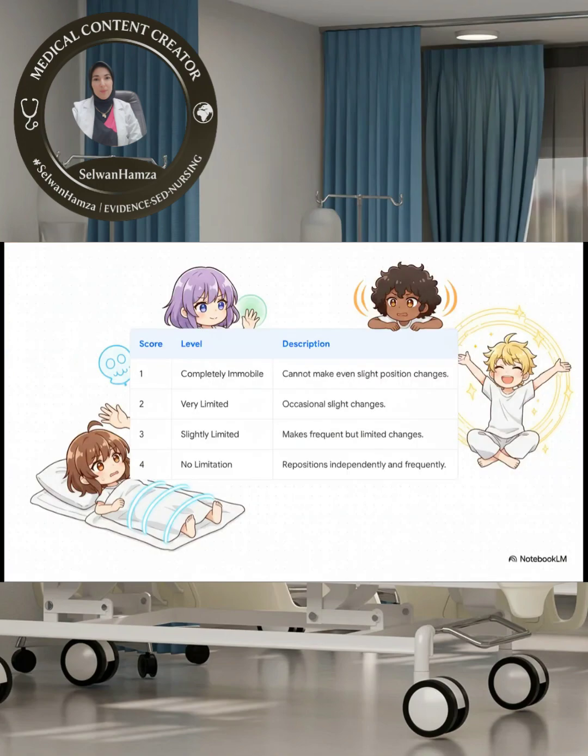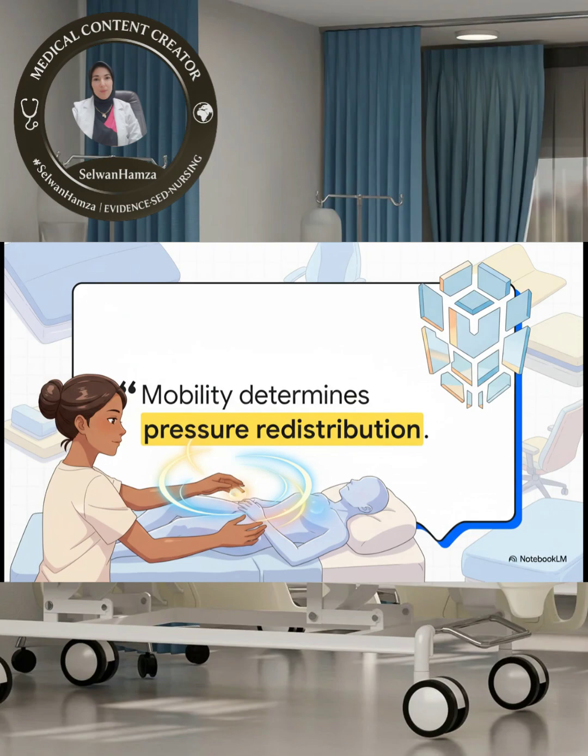And if you look at the mobility scale, it perfectly mirrors this idea. At the bottom, a 1 is for someone who is completely immobile. A 2 or a 3 shows they have some ability, but it's limited. And a 4, the best score, is for a patient who has no limitations at all. They can move and reposition themselves whenever they need to. So what's the bottom line here? While activity tells us about the duration of pressure, mobility tells us about the patient's ability to redistribute that pressure. It's essentially their own built-in defense system against injury.